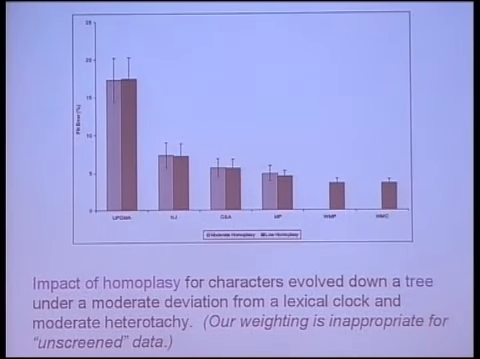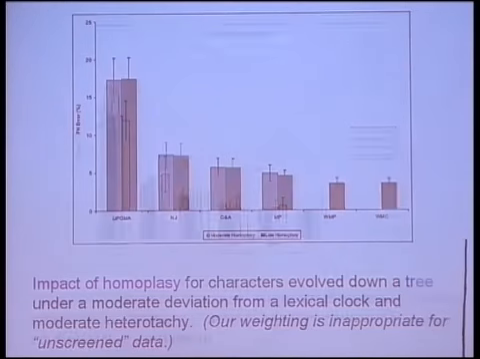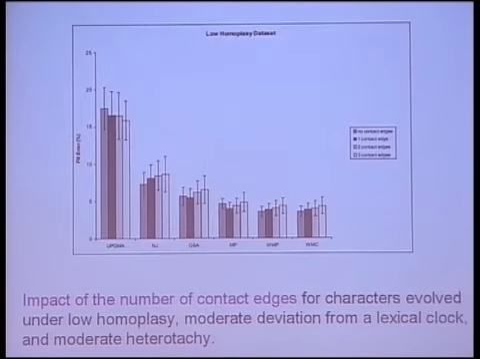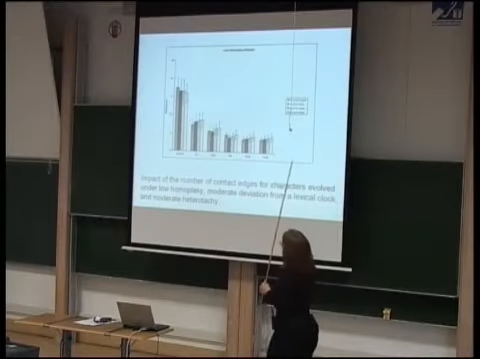This is the same thing but on a tree. The previous one was on a network. This is on a tree. And it's the same sort of story, very little improvement by reducing the homoplasy. Or another way of saying it is very little increased error by increasing homoplasy.